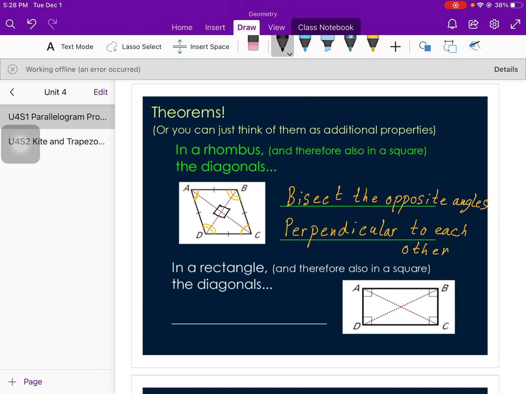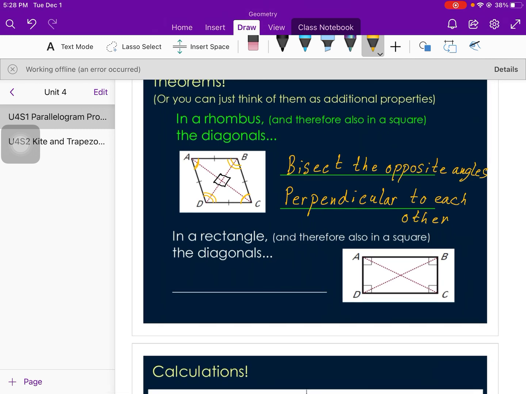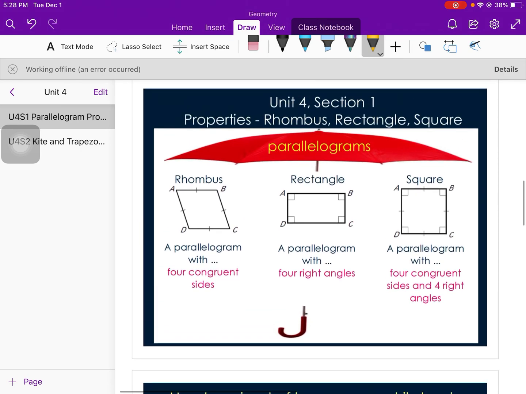In a rectangle, and therefore also in a square, the diagonals are congruent. And this one we could prove using congruent triangles. If you think about a square, if we go back up to our square image here, the distance from here to here is actually the same as the distance from here to here. And it's also true for rectangles. You don't have to draw this in, but I just wanted to show you. The distance from D to B is the same as the distance from A to C for both examples.